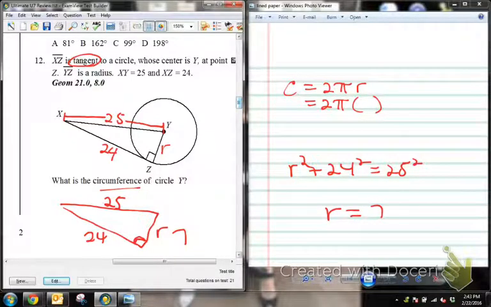So now that 7 gets plugged in here. And then to find that circumference, all you have to do now is multiply 2 times this 7, which is 14. And you don't have to use 3.14 for pi, you can just leave it like this. So now my circumference is 14 pi.